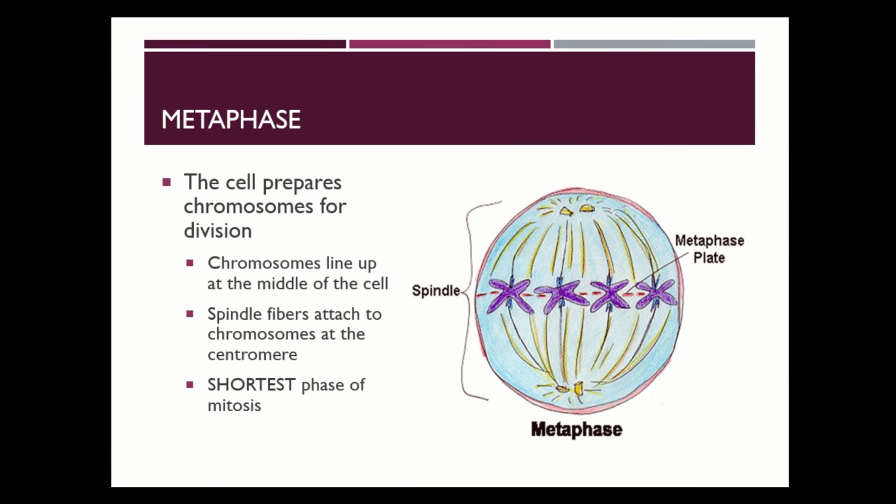It is where the cell prepares chromosomes for division. So, ang palatandaan na lang natin dito, metaphase, M stands for middle. Kasi yung chromosome ay naka-align sa metaphase plate. So, yung metaphase plate natin, ito yung matatagpuan natin sa equator. Itong nasa gitna. Okay? So, chromosomes line up at the middle of the cell. And then, the spindle fibers are attached to the chromosomes at the centromere. Ito yung centromere na sa gitna. And ito yung spindle fibers. Ito yung centrioles natin sa taas. And it is the shortest phase of mitosis.